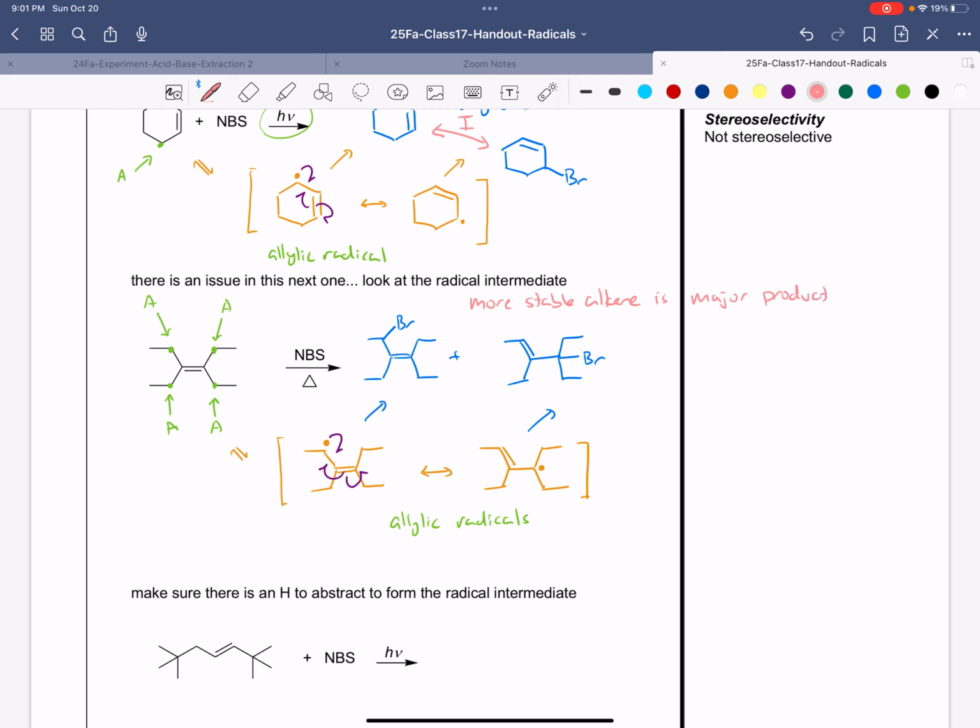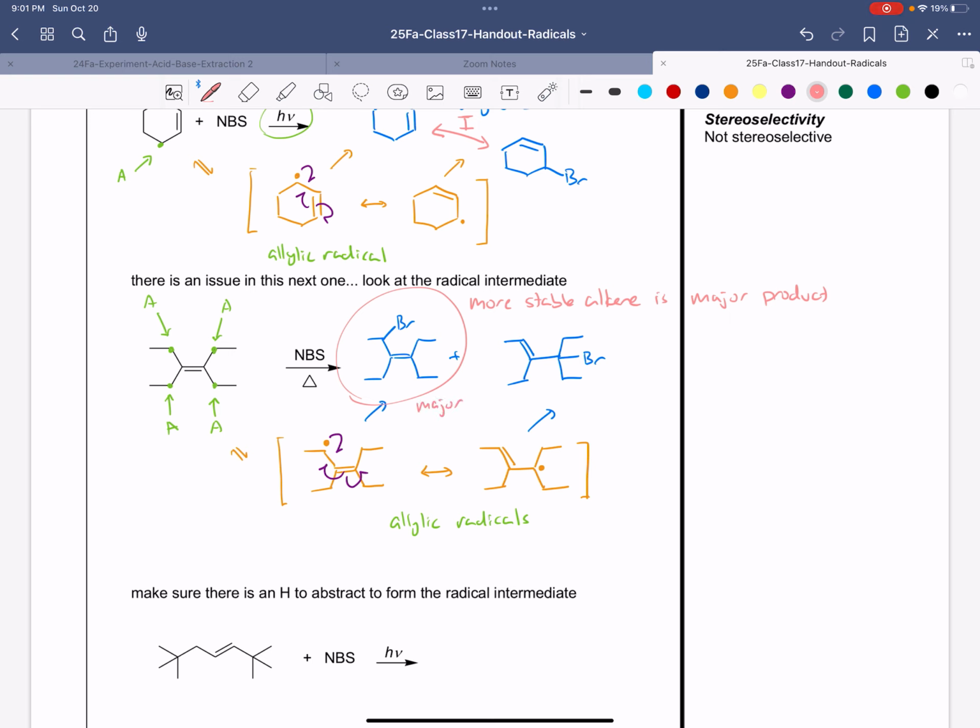Do you see how these concepts are coming back? Double bond stability, right? Tetrasubstituted is more stable than trisubstituted, is more stable than disubstituted, is more stable than monosubstituted. We have tetrasubstituted on the left, trisubstituted on the right. This is the major.